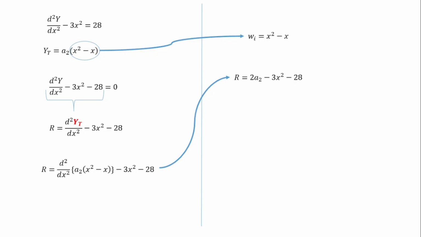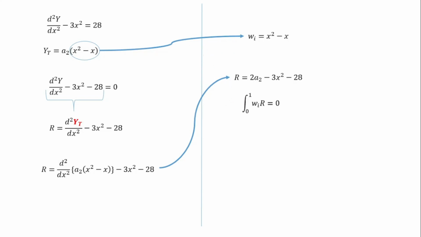Our weight, just to recap, is the terms that are multiplying the coefficients. If you have more than one unknown coefficient, maybe a2, a3, a4, our weight is just going to be 3. We're going to have 3 weights. For this case, because we have just one coefficient a2, we have one weight, x squared minus x. Residual becomes 2a2 minus 3x squared minus 28.